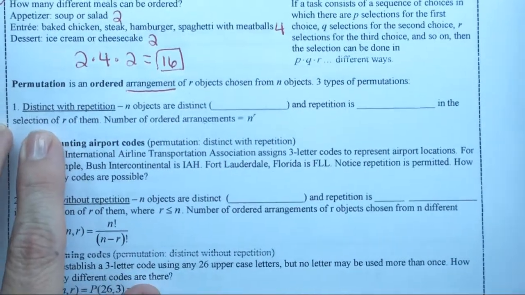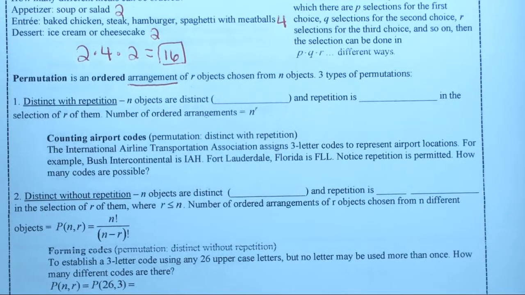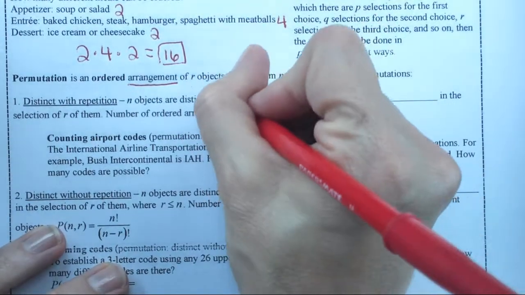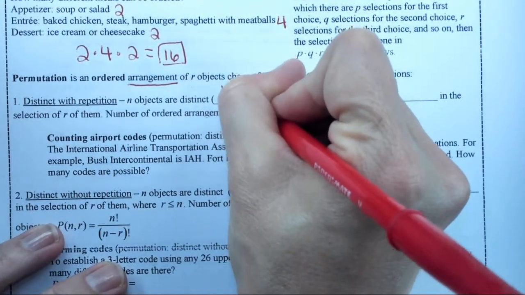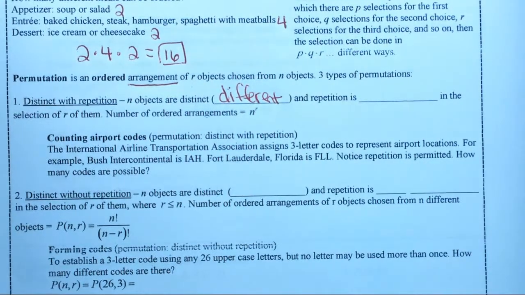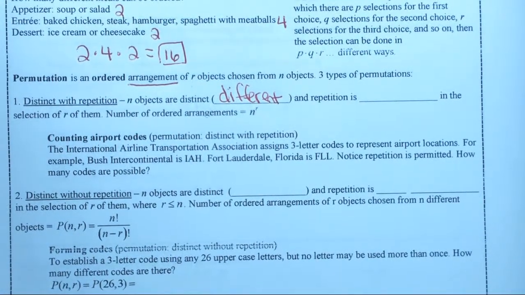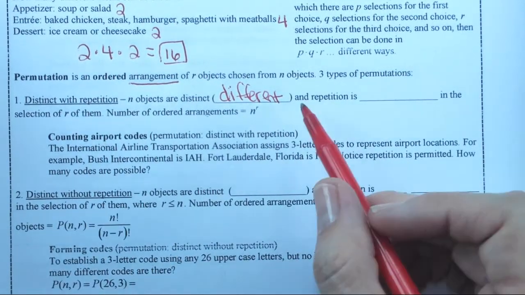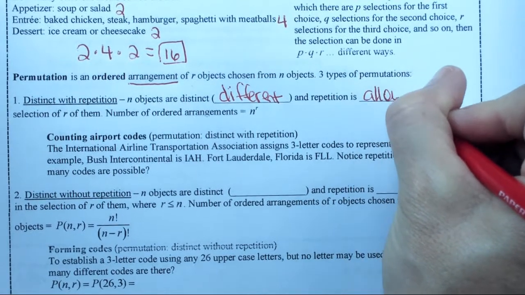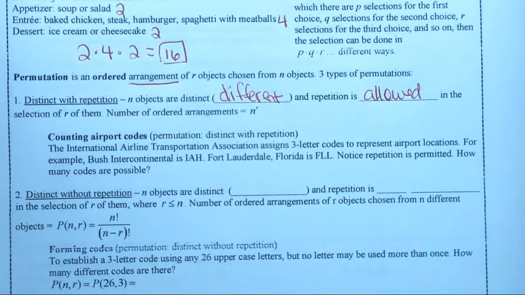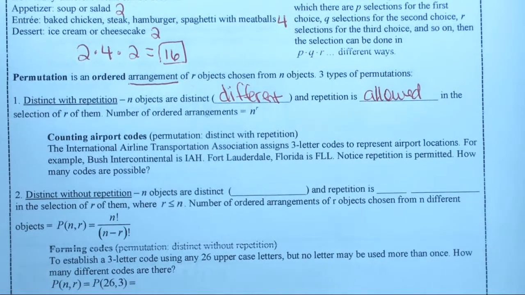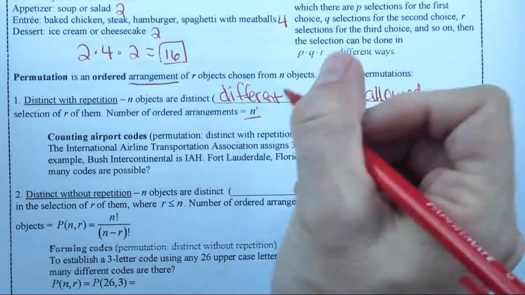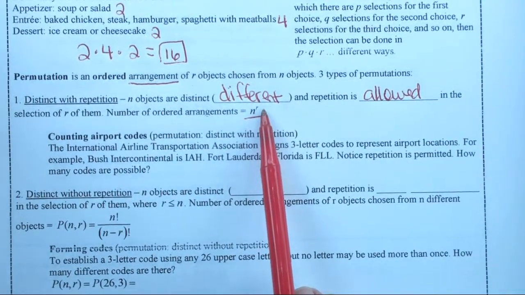So distinct with repetition is where we'll start. So something is distinct. That means that they're different. Like the letters of the alphabet, that's 26 distinct choices because they're all different. A is different from B, is different from C, is different from D. So we're going to look at distinct with repetition. So repetition is going to be allowed. So I could choose A a bunch of times, I could choose B a bunch of times, I could choose C a bunch of times, and so on. So if you have distinct with repetition, the rule that we're going to use is you're going to take N to the R power.